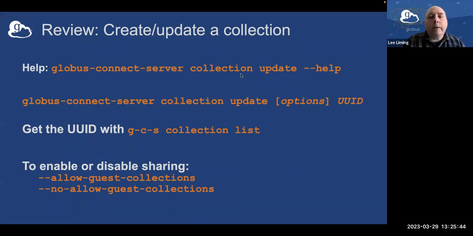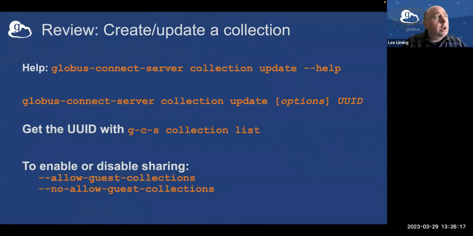So once you've got a mapped collection on your system, you can always change it, reconfigure it, etc., by using the update command. It takes the form Globus Connect server collection update, and then you specify whatever options you want to change on it, and then you give a UUID. Each collection has a UUID, and you can find all the UUIDs with Globus Connect server collection list. It'll print out a table of UUIDs and the names of the collections on your system.